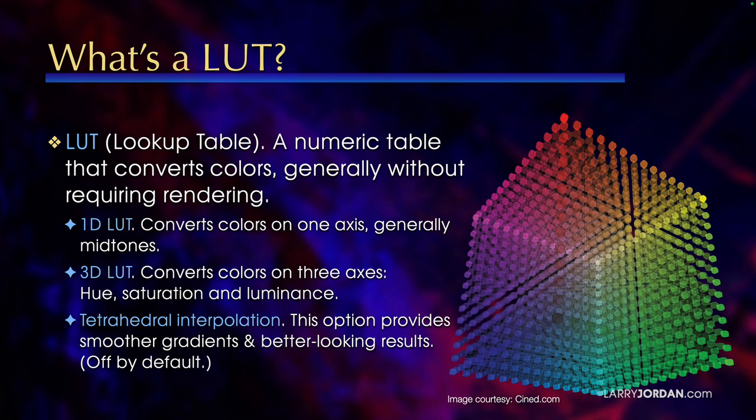A 1D LUT looks on one axis like midtones. A 3D LUT looks on three axes, hue, saturation, and luminance. Premiere also adds tetrahedral interpolation. This is a new feature which provides smoother gradients and better looking results, and it's off by default. I'll show you how to turn it on in just a minute.